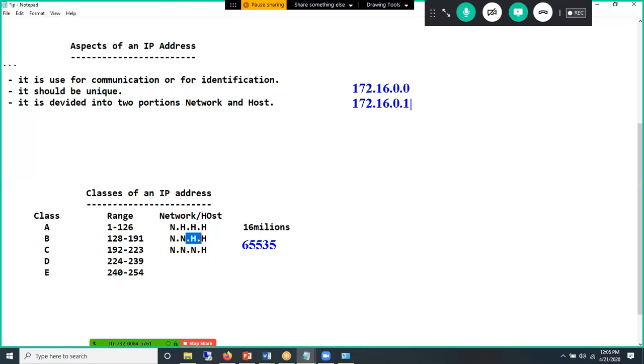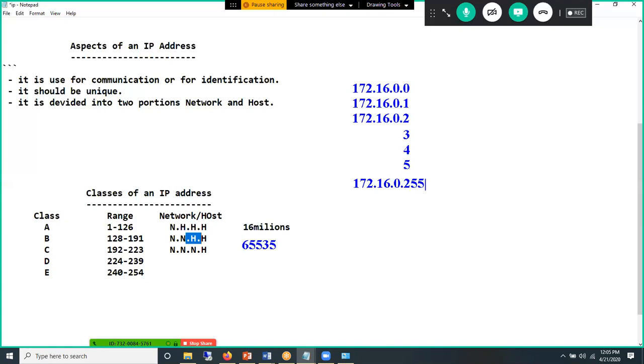Then the second IP, 172.16.0.2. Then the next IP will be 3, then 4, then 5, then 6. Up to how much does it go? Maximum it will go to 172.16.0.255. Maximum it goes to 255.